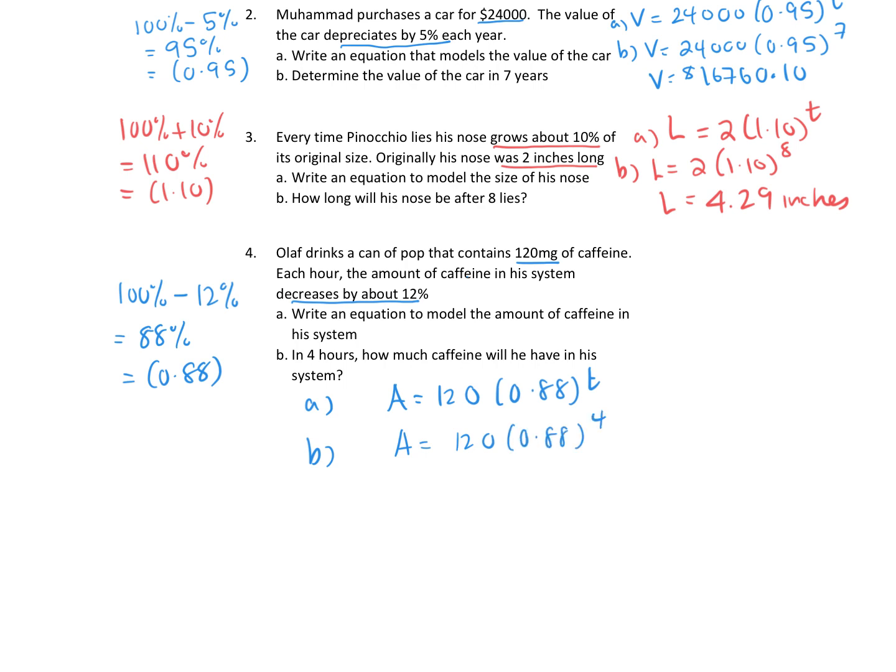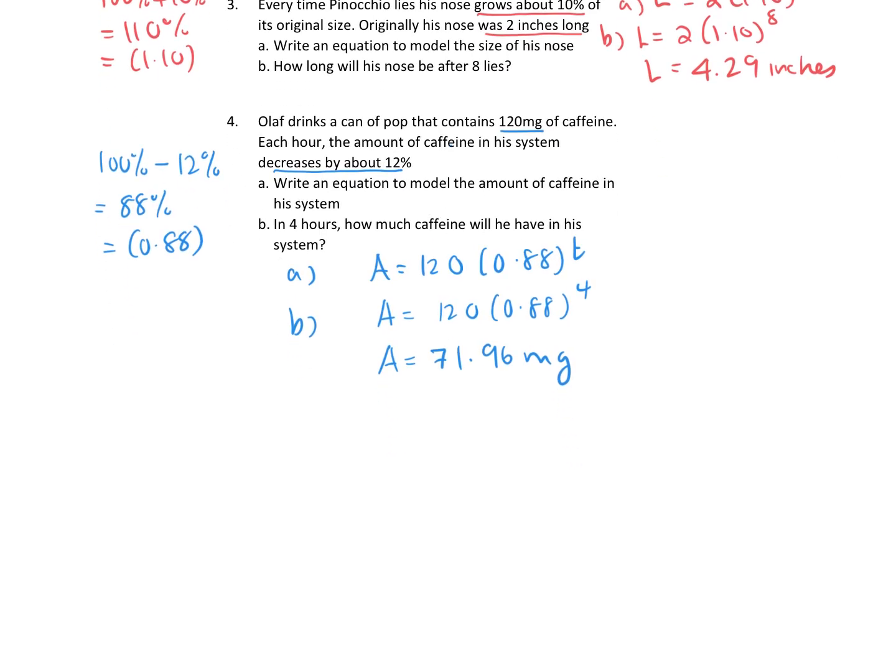So we'll put in 4 hours for time. And let's see how much caffeine is left. The power of 4 times 120 is 71.96 milligrams. Okay, I'm just going to do an extra part to this question.